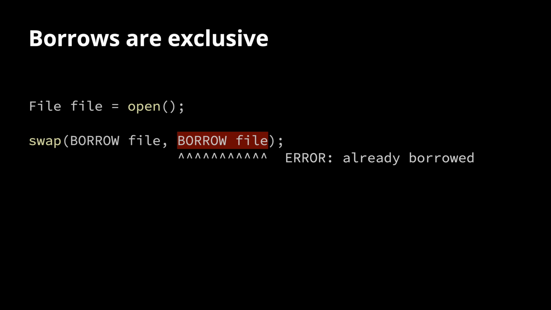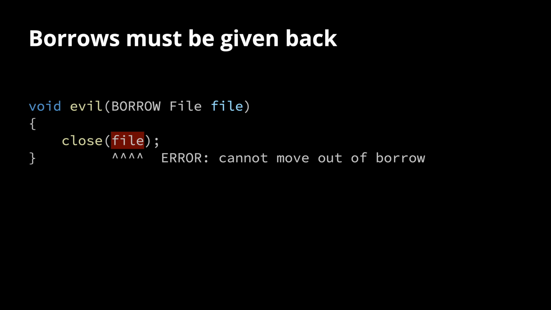The second rule, borrows must be given back. If you have a borrowed object, you can't take ownership of it and move it away. You don't own it, you're just borrowing it. In this example, I have a borrowed file and I'm trying to move it into the close function. But calling close requires that I give ownership to the close function. I move the file into close. I can't do that because I don't own it. If I could take ownership of it here, there would no longer be a valid file to give back to the caller when we return from this function.